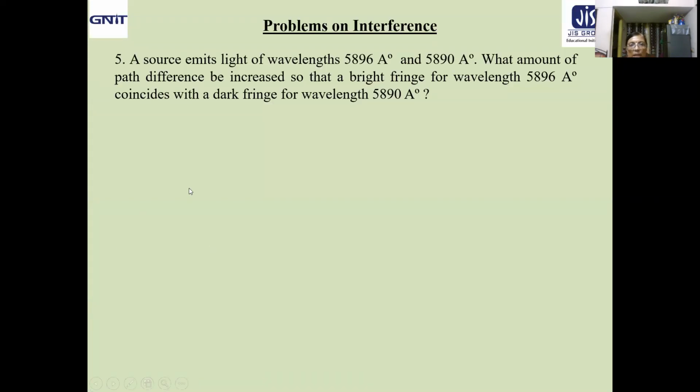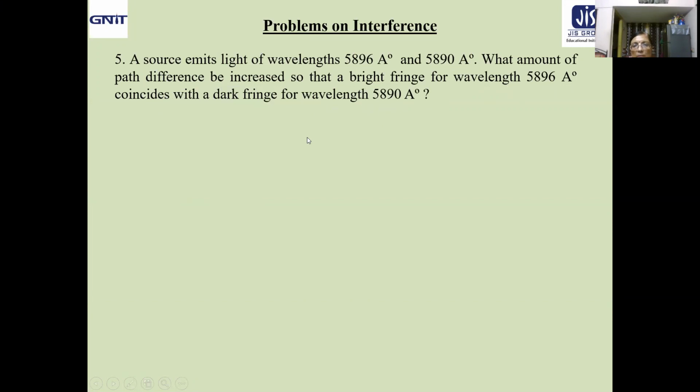Next question. A source emits light of wavelength 5896 angstrom and 5890 angstrom. What amount of path difference be increased so that a bright fringe for wavelength 5896 angstrom coincides with a dark fringe for wavelength 5890 angstrom?